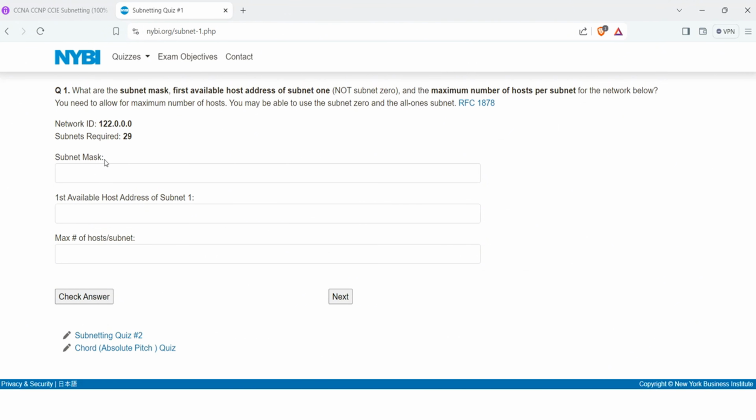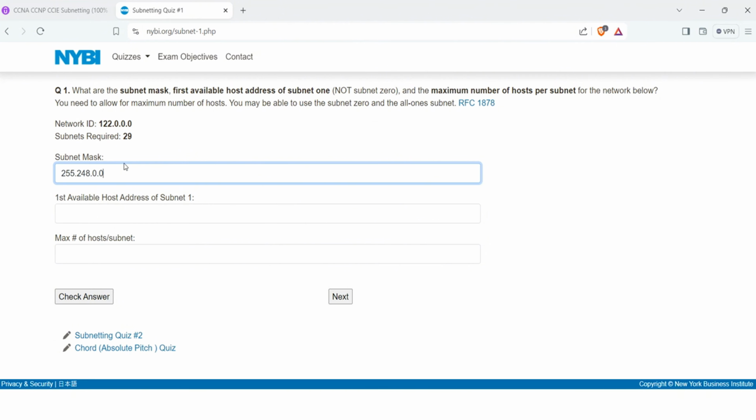Okay, this is a class A network. I'm looking for 29 networks. 255 dot, see, that's where I stop over here. 2 to the 4 is 16. 2 to the 5 is 32. How many bits is 5? 248. Dot 0 dot 0.